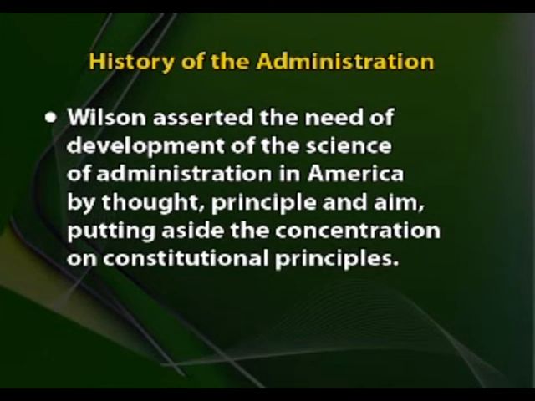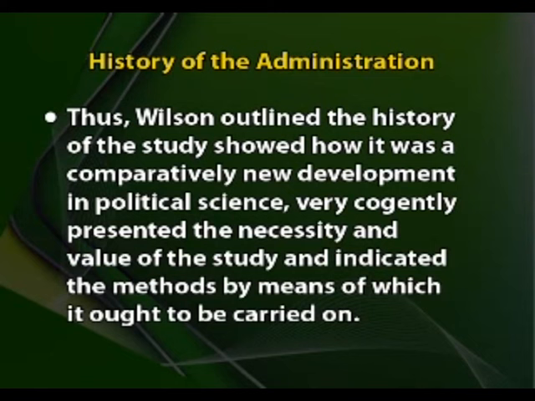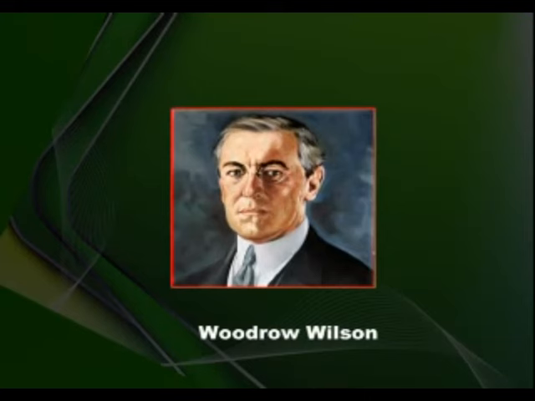Wilson asserted the need for developing the science of administration in America by thought, principle and aim, putting aside the concentration on constitutional principles. Thus, Wilson outlined the history of the study, showed how it was a comparatively new development in political science, presented the necessity and value of the study and indicated the methods by means of which it ought to be carried on. Wilson's important point, now we can understand very clearly, is that people have to develop, in a constitution, a rule, a law, administrative science according to the nature of that state, the nature of the government and the people's ambitions.